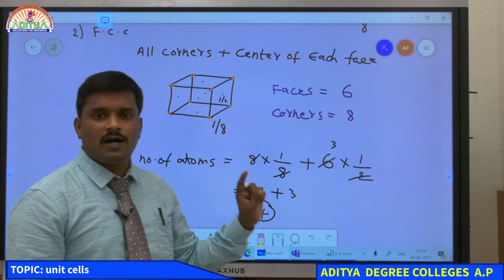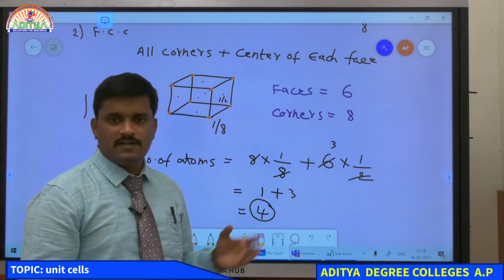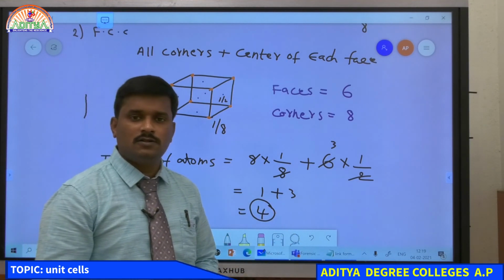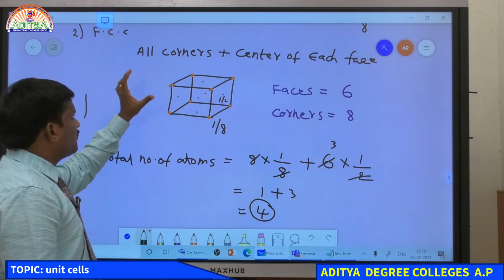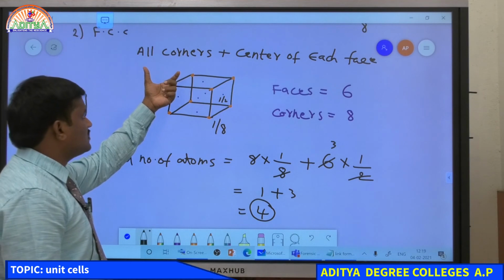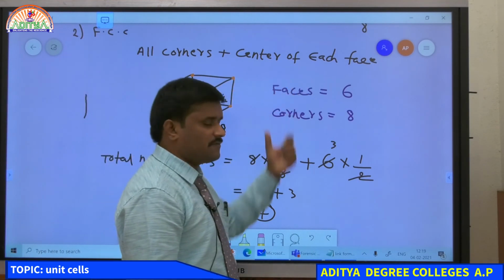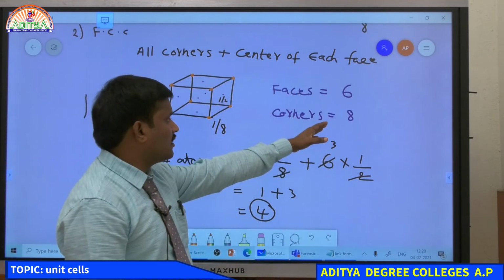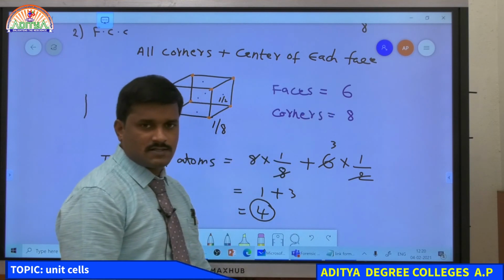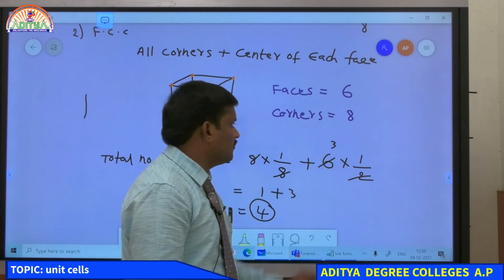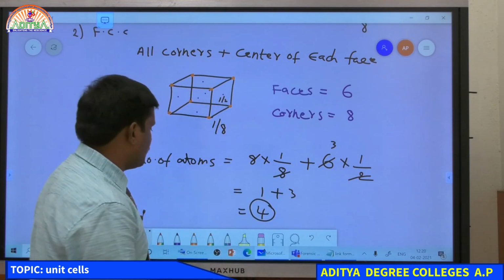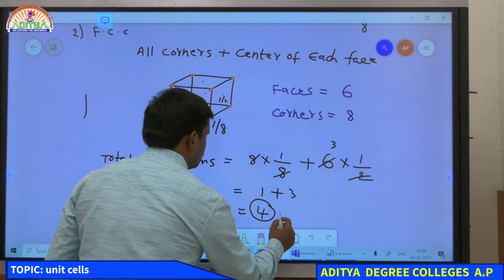So, 1 from corners and 3 from faces. So the total number of points is equal to 4. So this is about the face-centered unit cell. The points are arranged at all corners as well as the center of each face. So totally 8 corners as well as 6 faces. Therefore, the contribution is 1 by 8 for a corner and 1 by 2 for a face. So the total number of atoms is equal to 4.